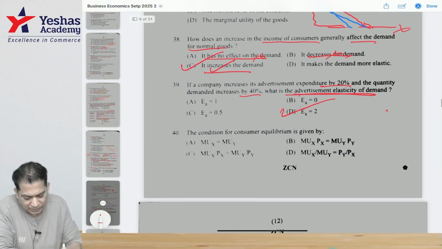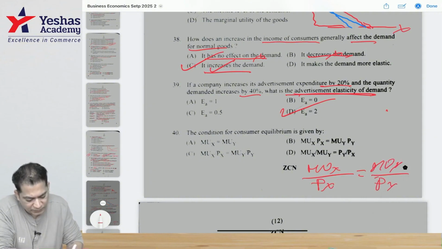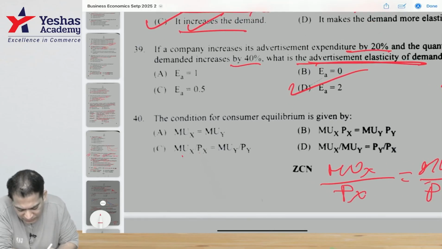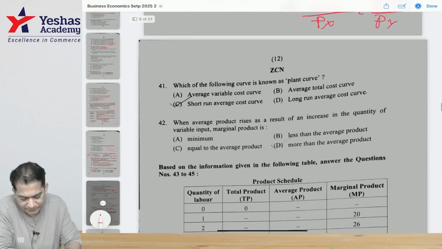Very easy question. The condition for consumer equilibrium is, what was the formula? MUx divided by the price of X equals MUy divided by the price of Y. So which is the answer? It's not clear here. MUx by price of X, the division sign is here, MUy by price of Y. Yes, C is the correct answer here.